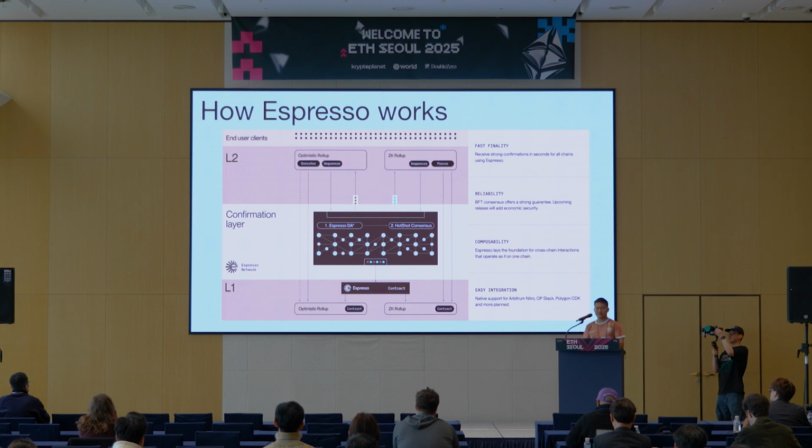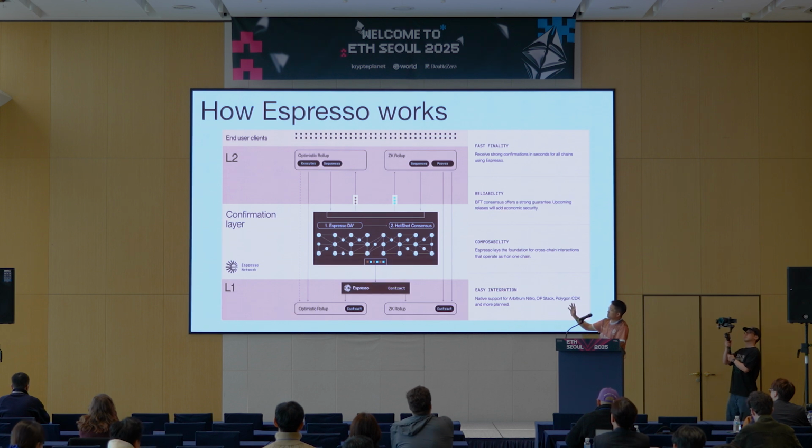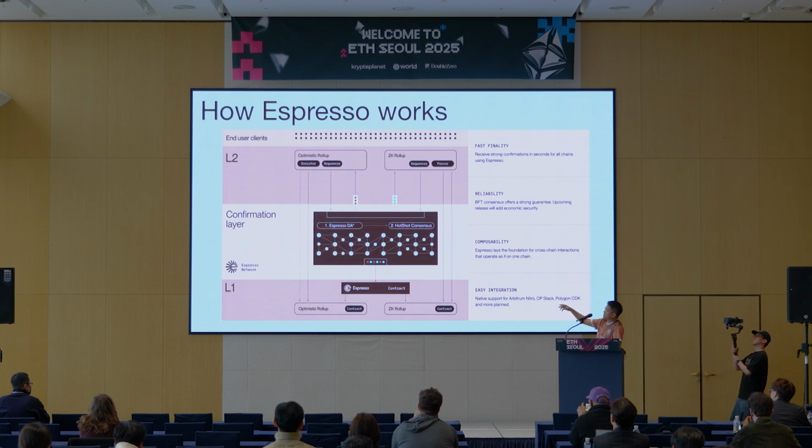So let me talk a little bit about what we are doing with Espresso to try to solve this problem. Espresso currently has built a confirmation layer. If you see the system in the middle, that's a confirmation layer that sits between the different rollups, the different L2s, and the L1 Ethereum.